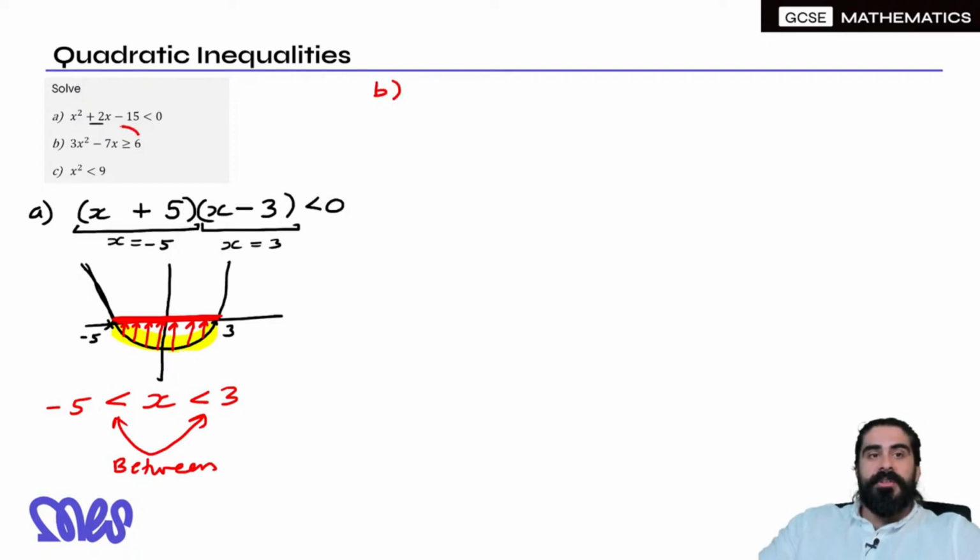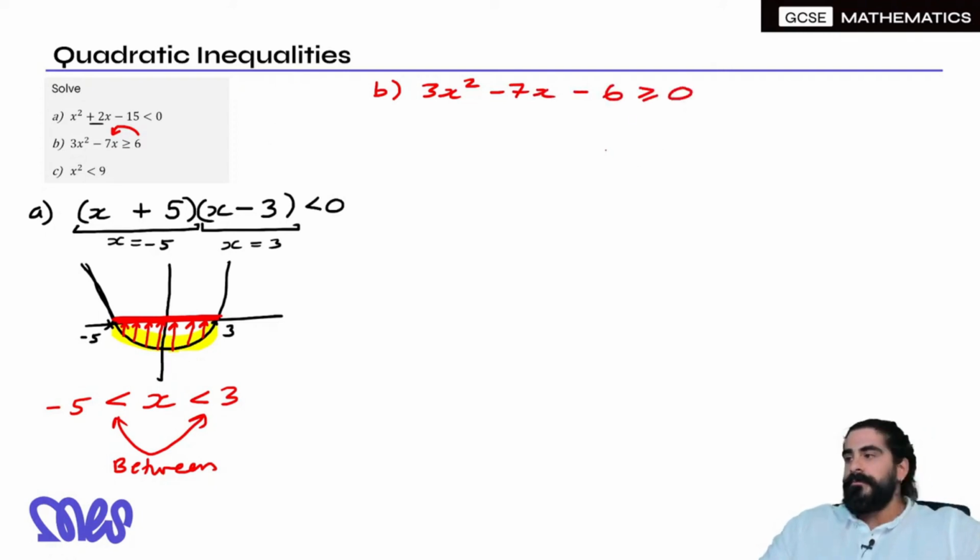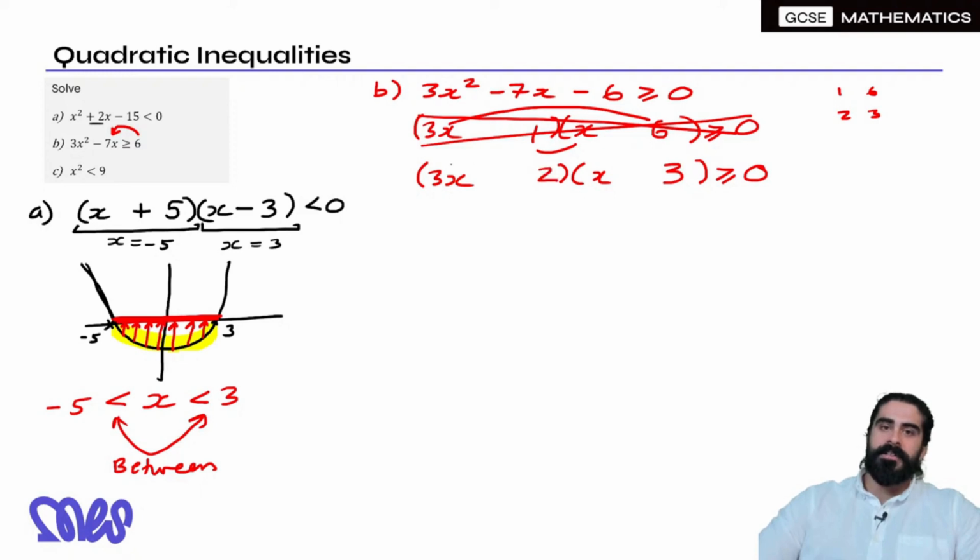So you see how it works in terms of part B. The first thing we need to do is move the 6 over. So it's 3x squared minus 7x. Then when we move the 6 over, it'll be minus 6 is bigger than or equal to 0. Now when we factorize, we're going to have 3x and x bigger than or equal to 0. 3 and 2.